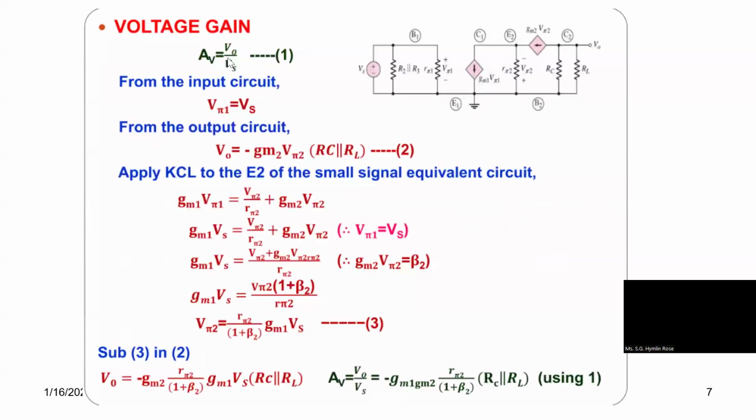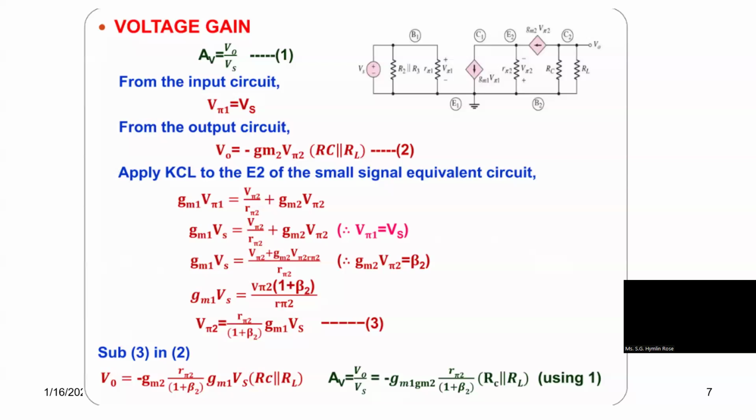First, what is gain? We know it is output voltage by input voltage, V0 by Vs. From the input circuit, since the potential at base 1 is Vs, V pi 1 is equal to Vs. And from the output circuit, what is V naught? We can calculate it as the current source GM2 V pi 2, which divides between RC and RL. So it is minus GM2 V pi 2 into RC parallel RL. Why minus GM2? Because the direction is opposite. So what is the aim? To find V naught by Vs.